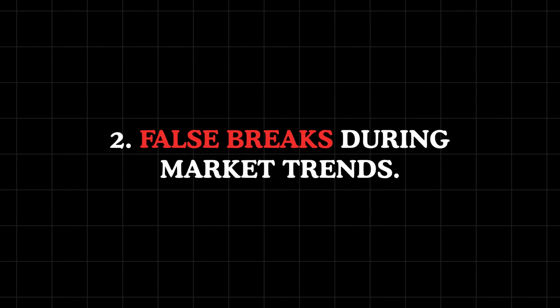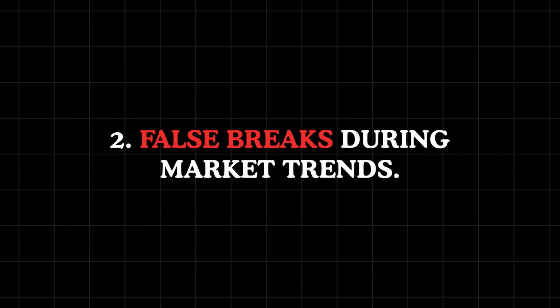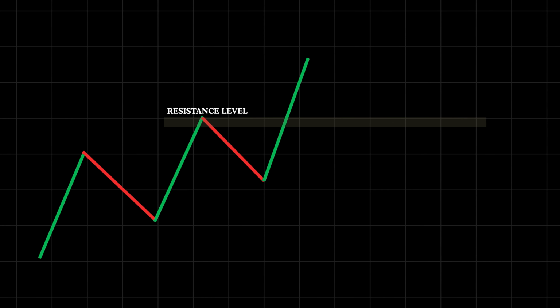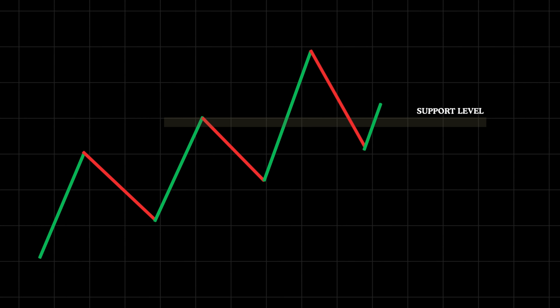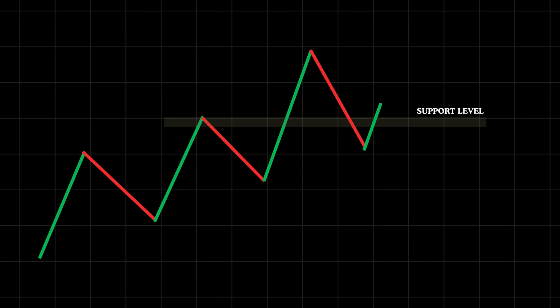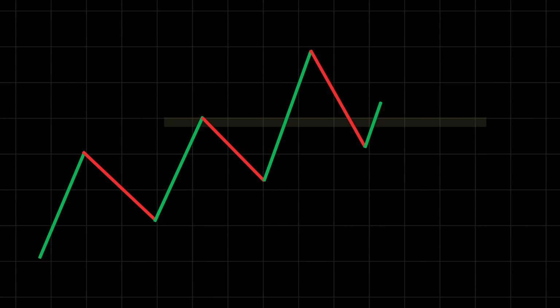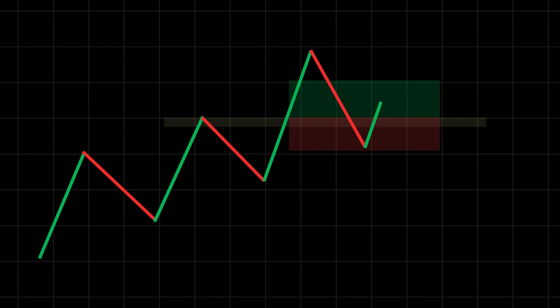Let's examine another strategy that focuses on false breaks during market trends. We'll try to understand it step by step. Imagine the market is in an uptrend, creating higher highs and higher lows as it progresses. Then, it retraces to a support level and breaks it, but after a while, the price climbs back above this level. In such a setup, we can take a trade in line with the prevailing trend. Our stop loss will be placed around this level, and our target will be set somewhere in this area.